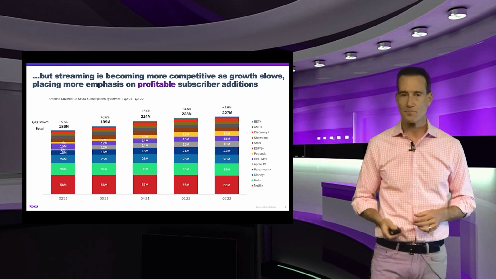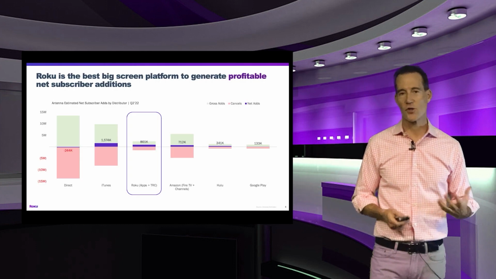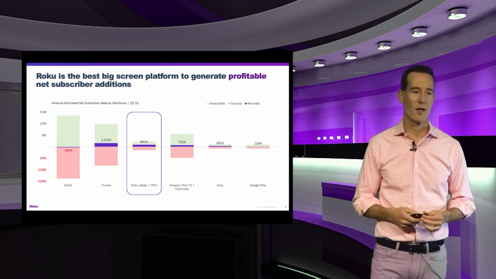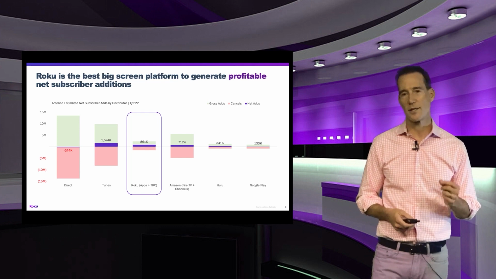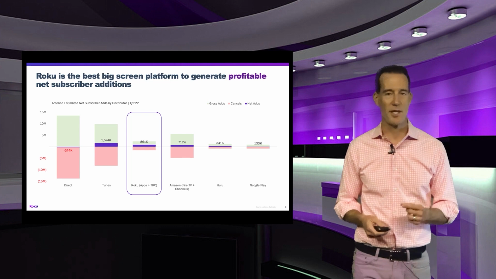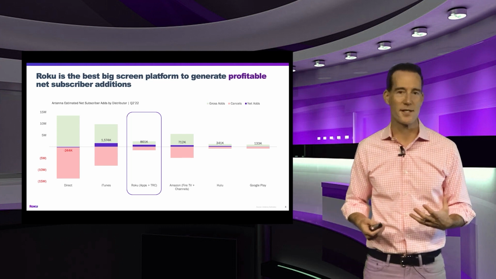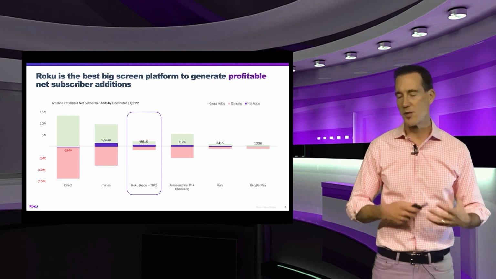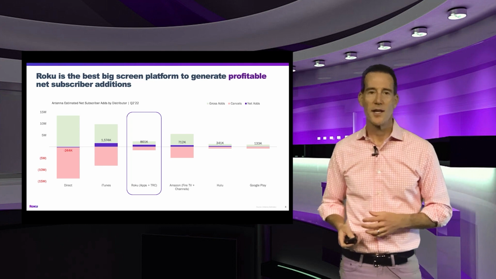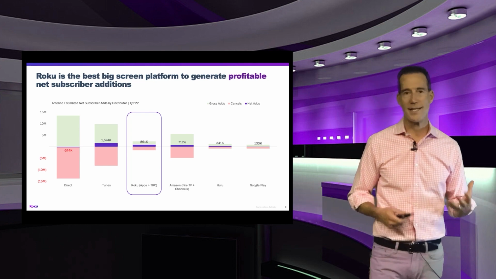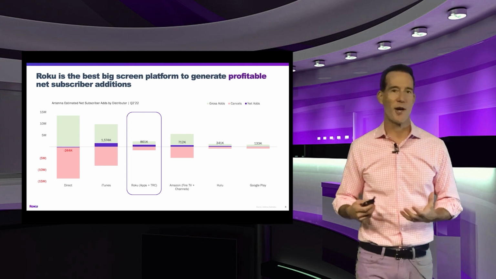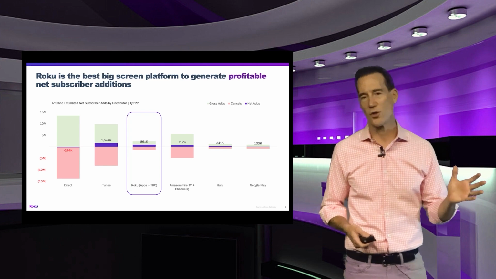And finally, a trend that we're certainly seeing over the last year or so is that partners are getting much more deliberate about the marketing dollars that they spend. And they're looking to acquire consumers, but on a much more profitable basis than they were historically, where they were just spending for overall growth. So this I wanted to highlight again from Antenna, what net subscriber adds look like on all the major platforms.